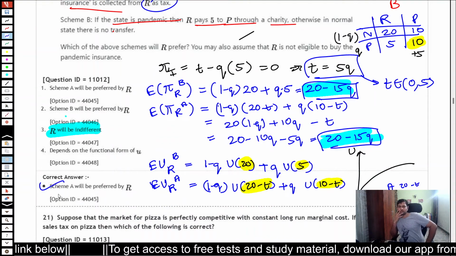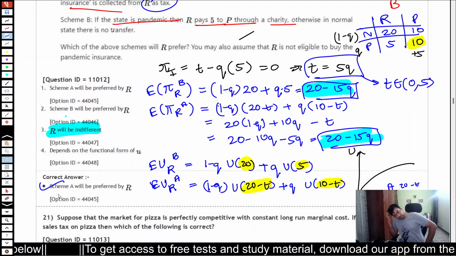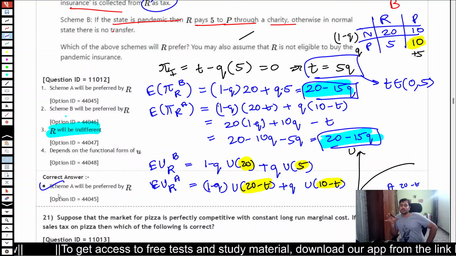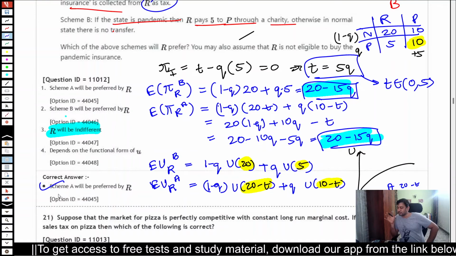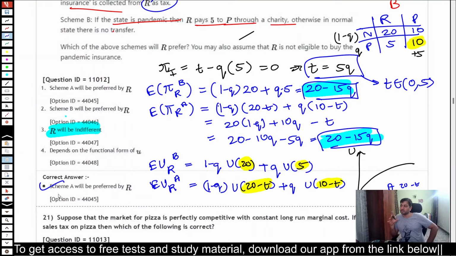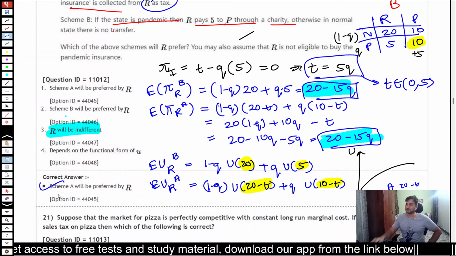Alright, so this is a brilliant question because you have to first establish that expected wealth is the same in both cases, and you cannot stop there. You have to move to expected utility as well.